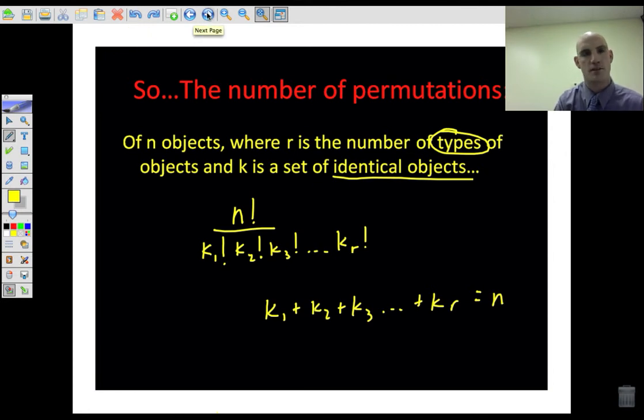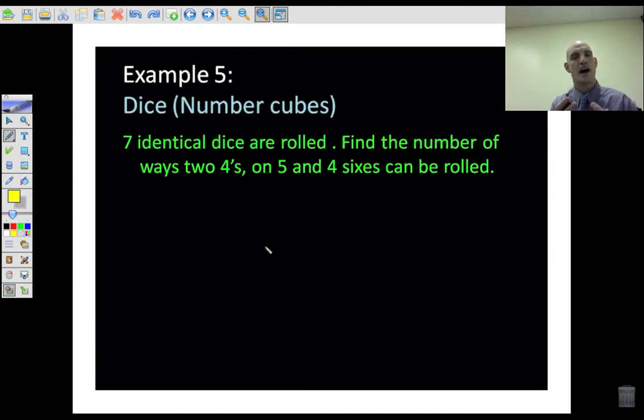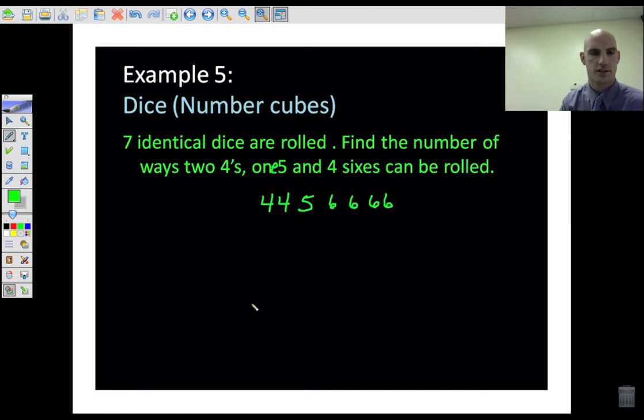Let's look at an example of this. If we have dice, which are also called number cubes in math class, which is what I learned in college, we have 7 identical dice that are rolled. Find the number of ways that 2 4s, 1 5, and 4 6s can be rolled. Okay, so we have 2 4s, 1 5, and 4 6s. It would look like this. 4, 4, 5, 6, 6, 6, 6.